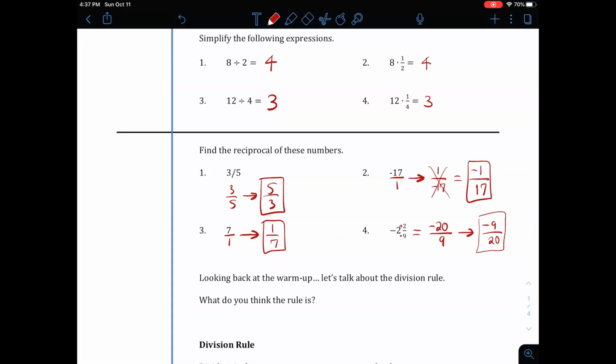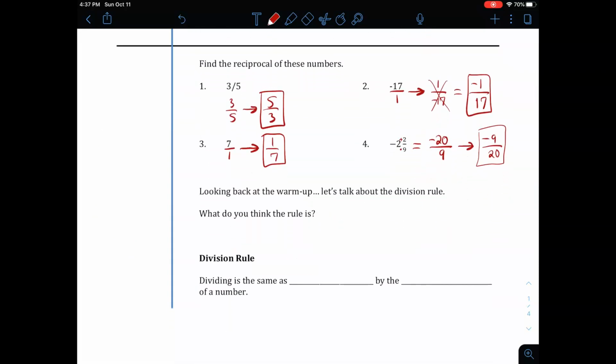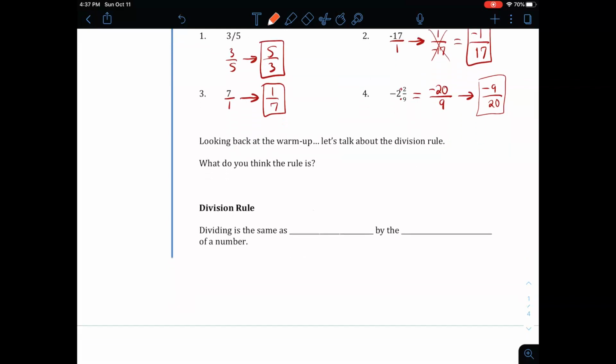Okay? So I kind of gave away the warm-up a little bit. Probably shouldn't have done that. You can also think it through a little bit. But the rule is dividing is the same thing as multiplying as what? As multiplying by the reciprocal.